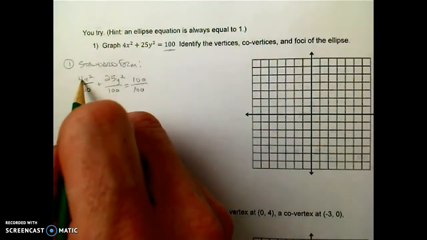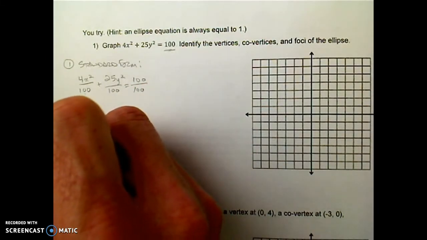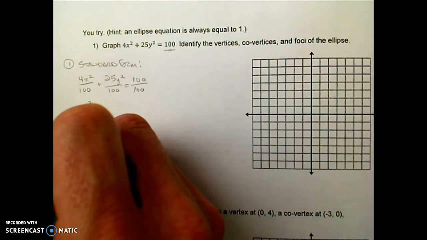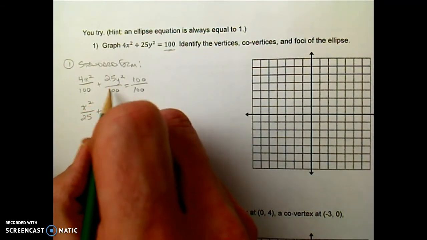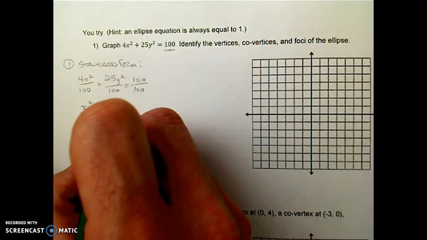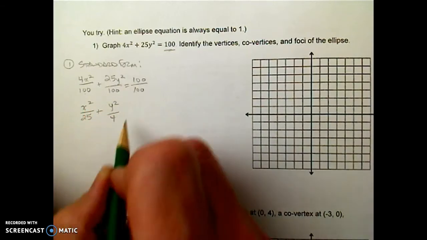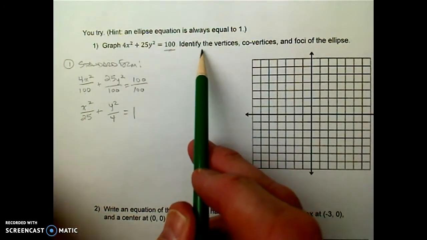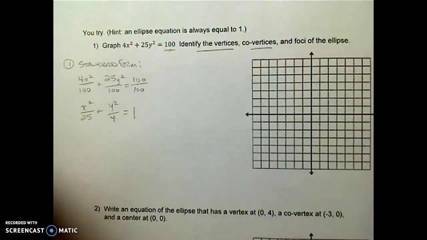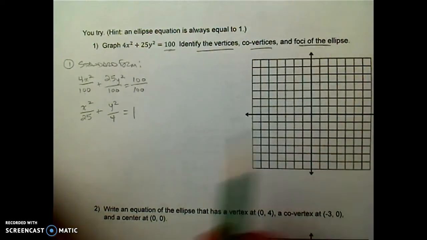Now let's reduce. 25 over 100, 4 over 100, that's 25. So x squared over 25, 25 divided by 100 is 4. Y squared over 4 equals 1. So now it's written in standard form. We're asked to identify the vertices, the co-vertices, and the foci of the ellipse.